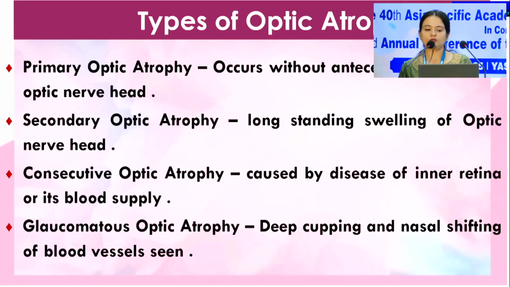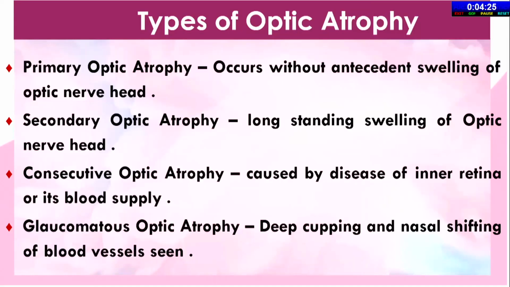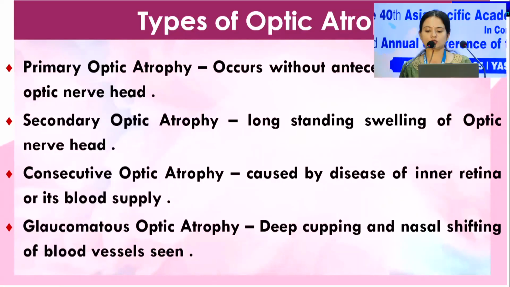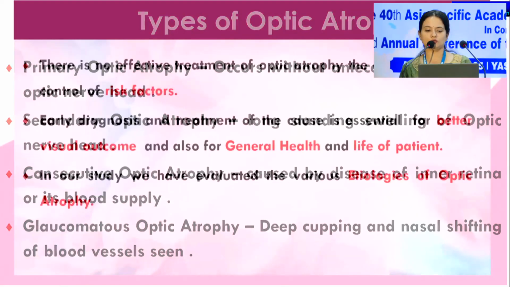So, we have primary optic atrophy that occurs without any antecedent swelling of the optic nerve head, secondary, which occurs due to long standing swelling of the optic nerve head, consecutive, which causes disease of the inner retina and its blood supply, and glaucomatous, where there is deep cupping and nasal shifting of blood vessels.